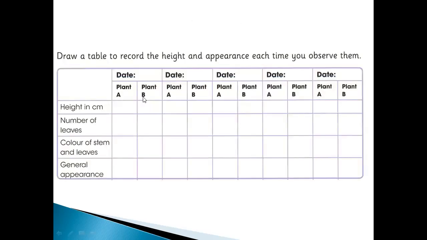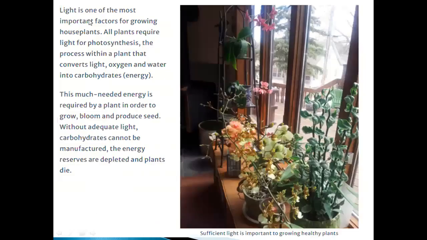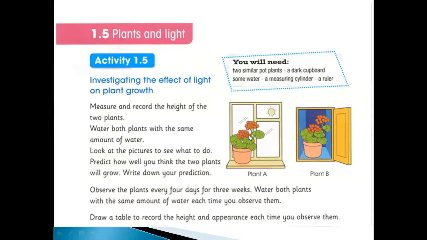Now go back to your book. Draw a table to record the height and appearance each time you observe them. From the table above, you can see in your learner book, we have two plants, plant A and plant B. Plant A we put in front of a window, taking sunlight, and plant B in a dark place.